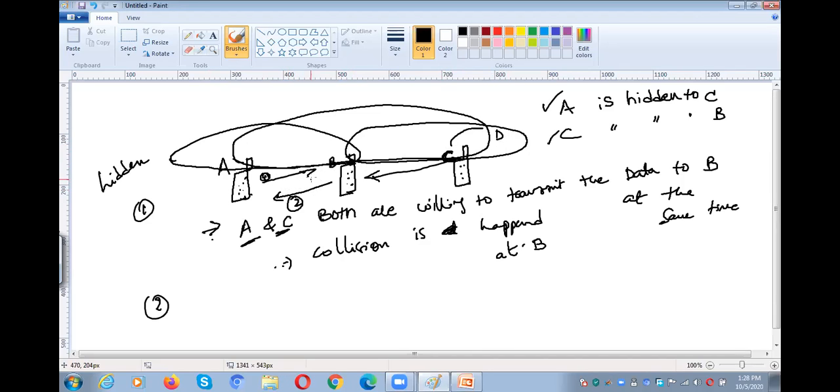Okay. Because of that reason, C is not transferring anything to D. That is called C being exposed. C is exposed to D.